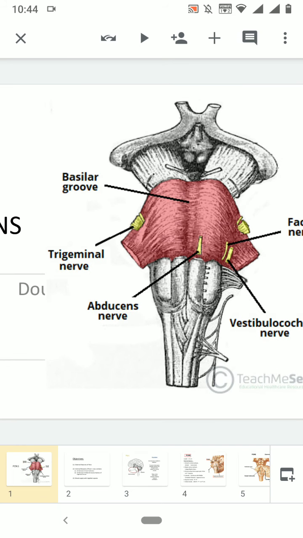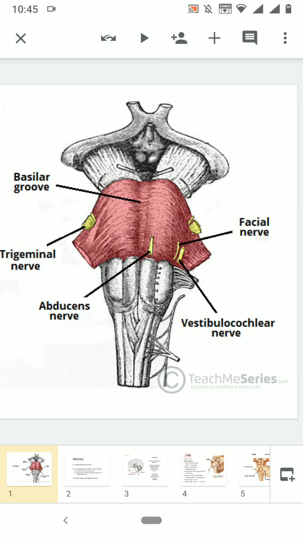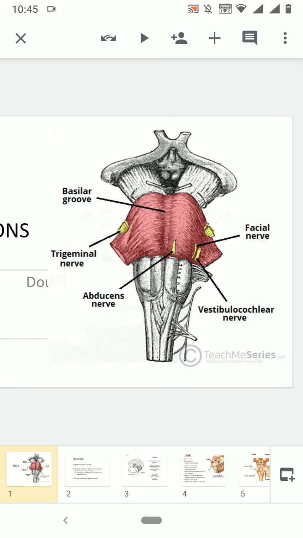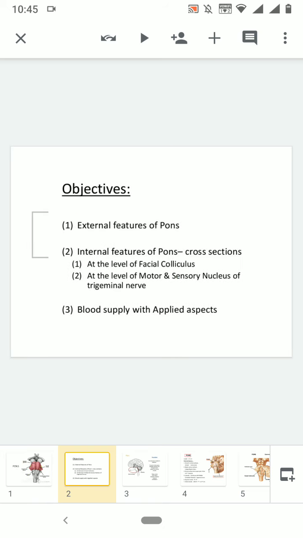So we have the pons, which is marked in the red color, and the cranial nerves which are coming out from the pons are the trigeminal nerve, the abducens nerve, the facial nerve, and the vestibulocochlear nerve. So these are the fifth cranial nerve, the sixth, the seventh, and the eighth cranial nerve. Now the part of the pons which you are seeing over here is the ventral surface of the pons, or the basilar part of the pons, and we are going to go through the objectives at this moment first.